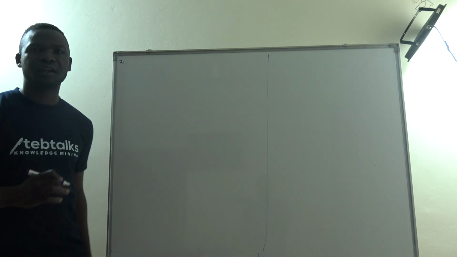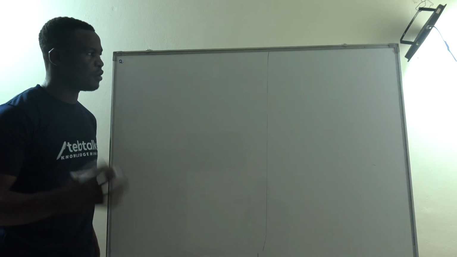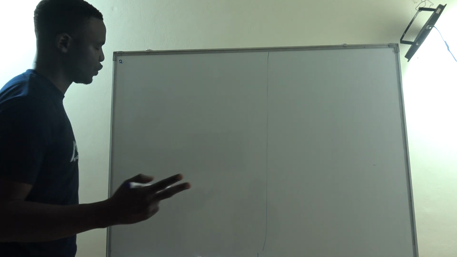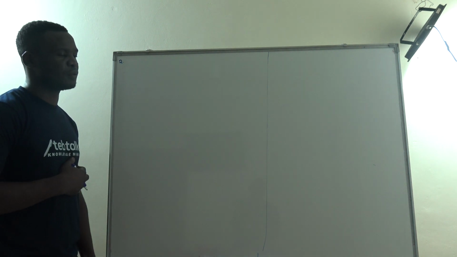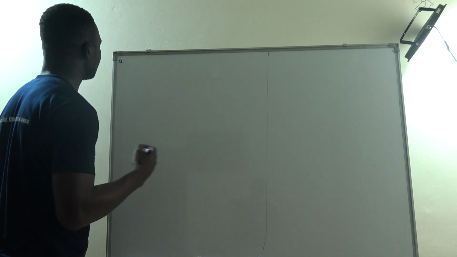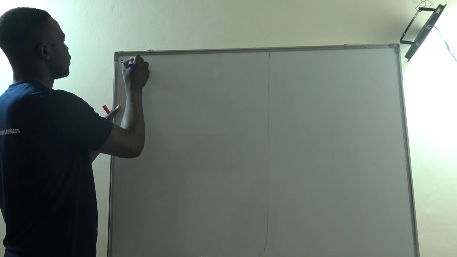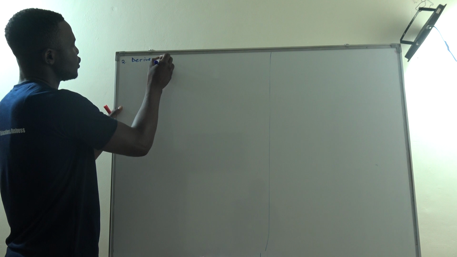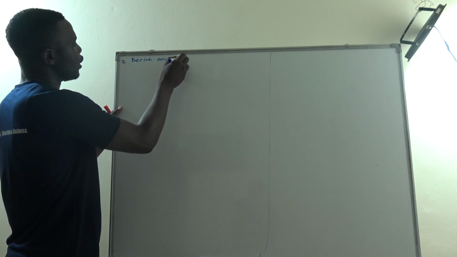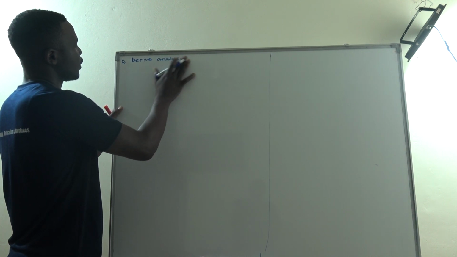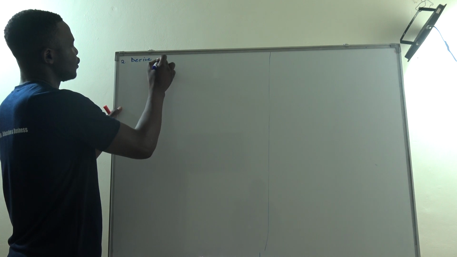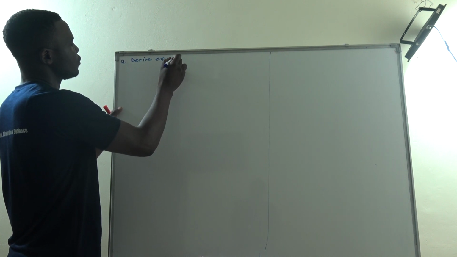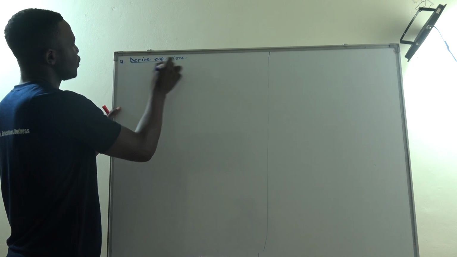As said earlier, dimensions can be used to do two things. One, to check for validity of equations. Two, we can use them to derive equations, which we call dimensional analysis. So here we are going to see how we derive equations, using dimensions to derive equations.